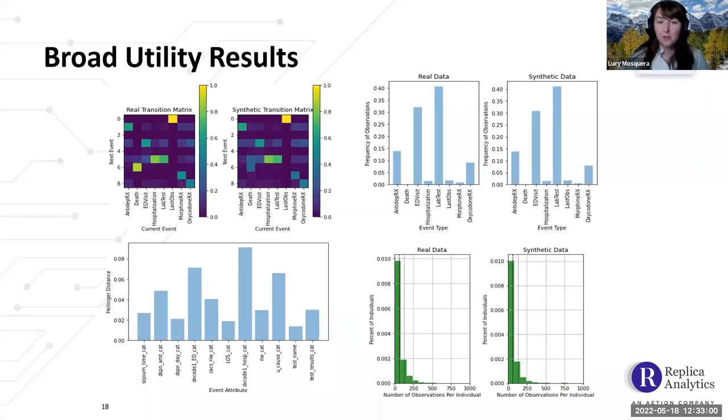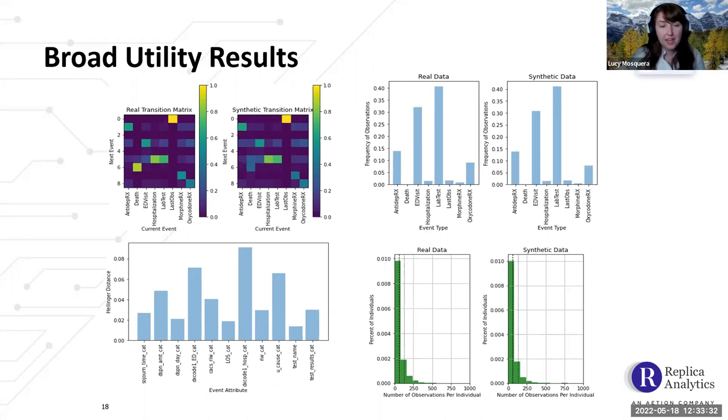Additionally, on the top right-hand side, we've got the comparison for frequency of observation. In both data sets, laboratory tests were the most common observation. Next most common was emergency room visits. So for this, we can see that the distribution of events is very well reproduced between real and synthetic data. On the bottom right-hand side, we've got the distribution of the overall number of observations per individual. Again, it looks very similar between real data on the left-hand side and synthetic data on the right-hand side.